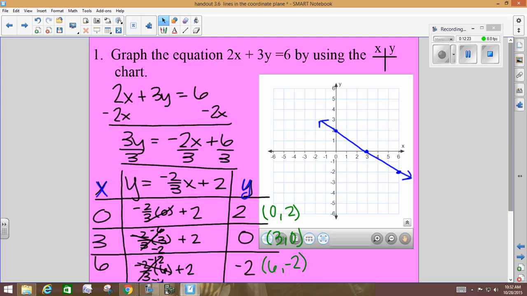You need to have 3 points. No. You do not need a ruler unless you want one. You certainly can. I'm not too picky. Okay, graph using an XY chart. Solve it for y, pick 3 x values, graph those ordered pairs.